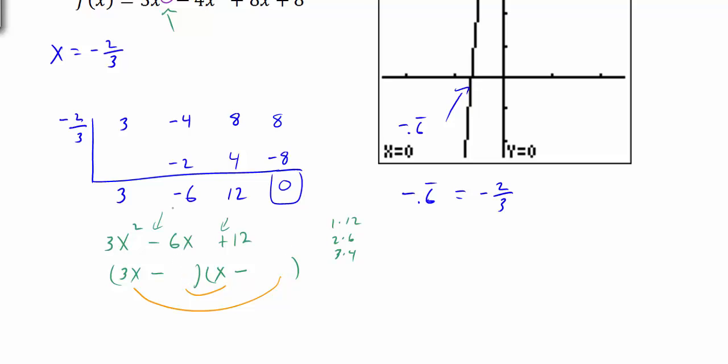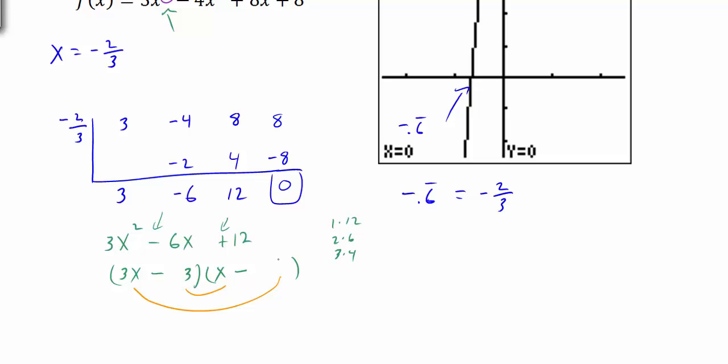And if we try 2 and 6, well, 6 and 3 is 18. 18 and 2 is not going to work. And if we switch it and make it 6 and 2, that's going to give us 6 and 6. That's not going to give you the negative 6.